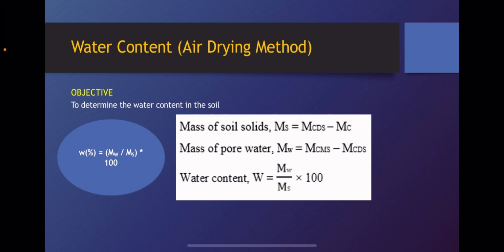The objective of doing this experiment is to determine the water content in the soil by using the formula of mass of soil solid, MS, equal to MCDS subtract MC. Mass of pore water, MW, equal to MC minus MCDS. So the water content can be found by using the formula which is mass of pore water over the mass of soil solids multiplied by 100.